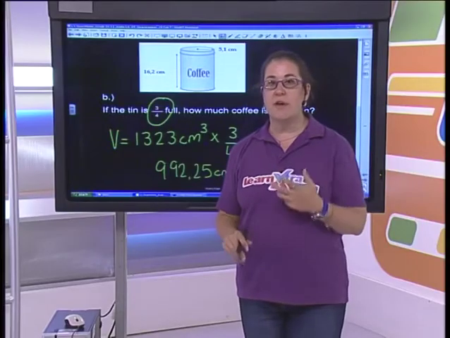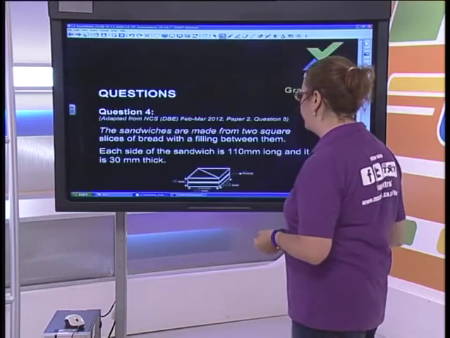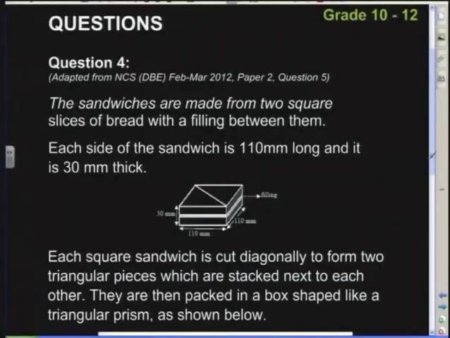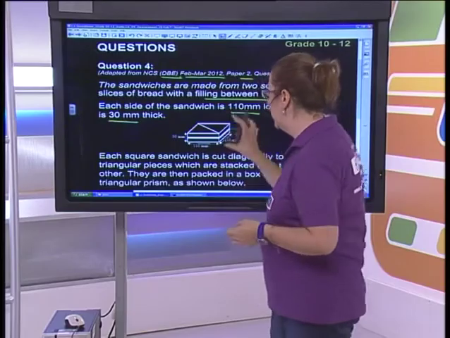Okay, let's move on now to some metric questions. Right, this particular question was adapted from the DBE Feb-March 2012 paper. It's a paper 2, question 5. The sandwiches are made from 2 square slices of bread with a filling in between them. Each side of the sandwich is 110 millimeters long, and it is 30 millimeters thick. And then they've actually shown us a diagram of the sandwich.